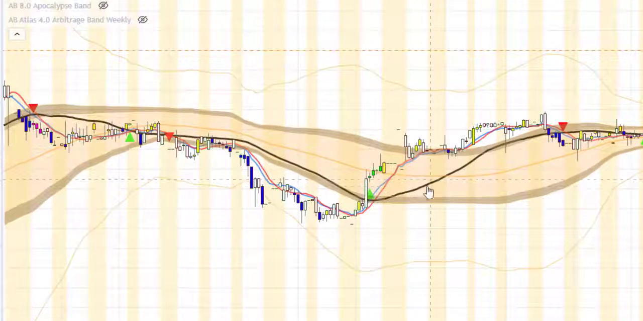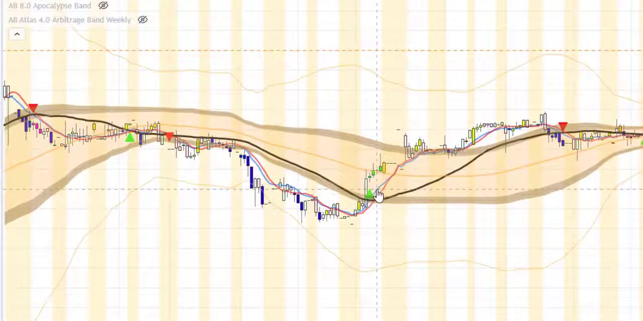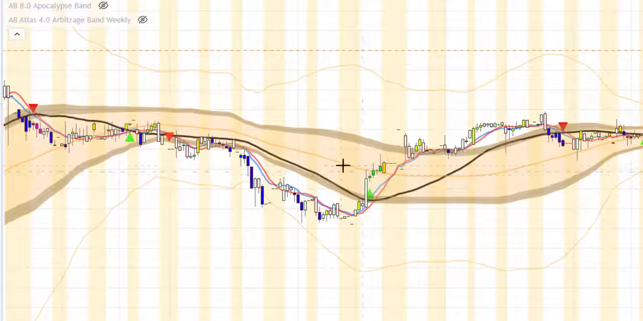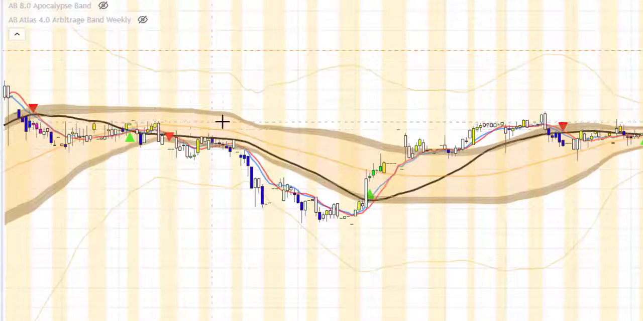So we've talked about the black RSI line. We've talked about the blue compass, the red momentum, and the candles. Well, what is this orange line in the middle of the band? Well, it's actually the mean.